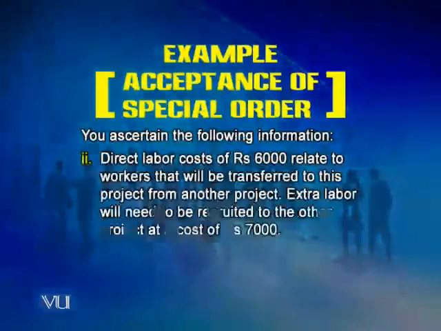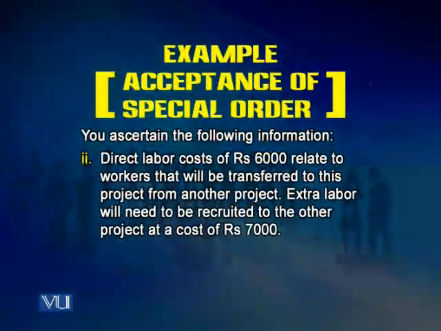We are told that material B would have to be acquired, it would have to be purchased at the cost that has been stated. That would be the relevant cost of material B. Direct labor costs of 6,000 relate to workers that will be transferred to this project from another. So there is some other project, and the direct labor cost of 6,000 is the cost of these workers who will be transferred from another project. Extra labor will need to be recruited to the other project at a cost of 7,000.